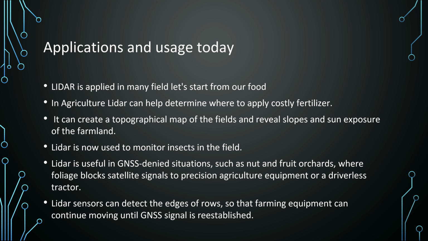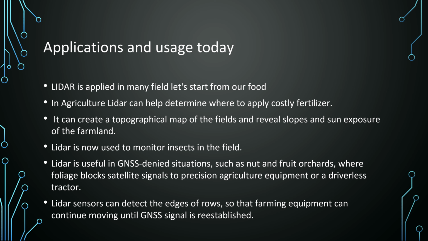Applications and usage today. LiDAR is applied in many fields, starting with food. In agriculture, LiDAR can help determine where to apply costly fertilizer. It can create a topographical map of the fields and reveal slopes and sun exposure of the farmland. LiDAR is now used to monitor insects in the field.